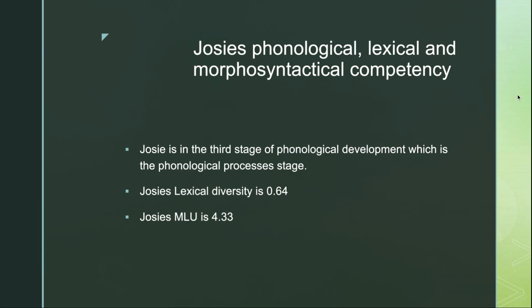Josie's lexical diversity is 0.64, which shows that she has varied speech. Josie's mean length of utterance is 4.33. She is in the fifth stage as she is emerging new forms of complex sentences.